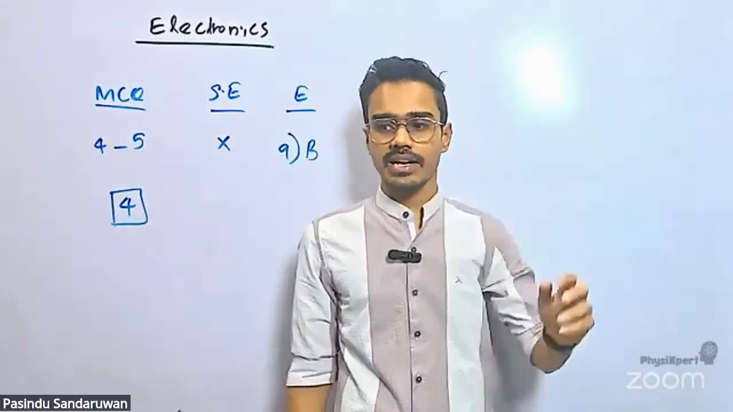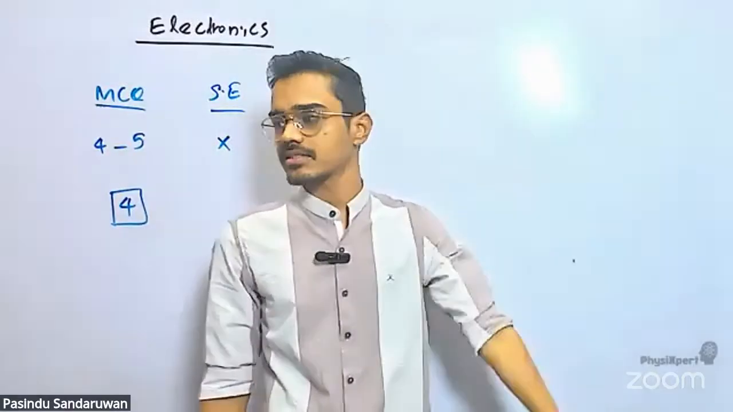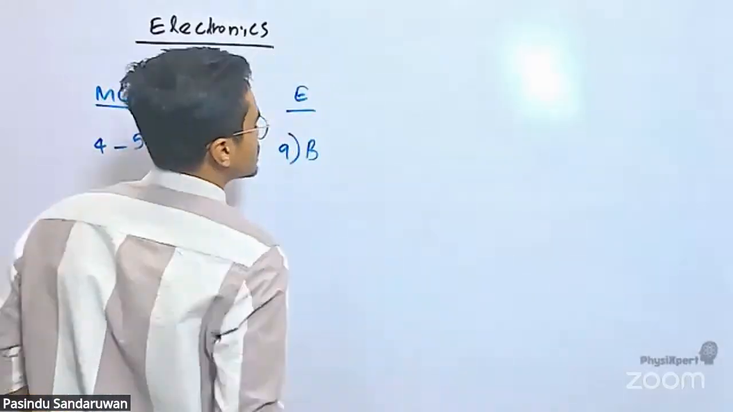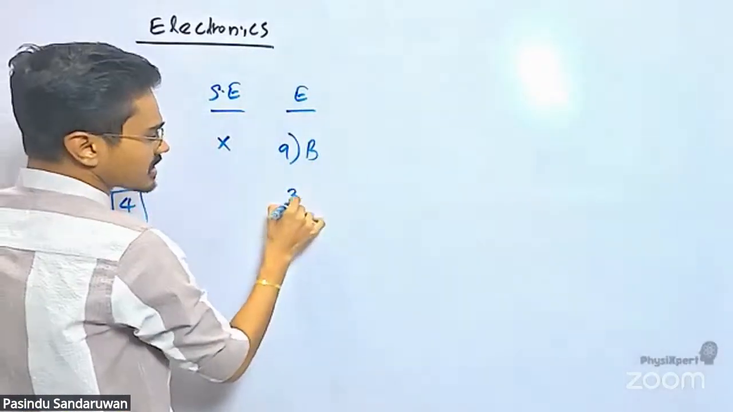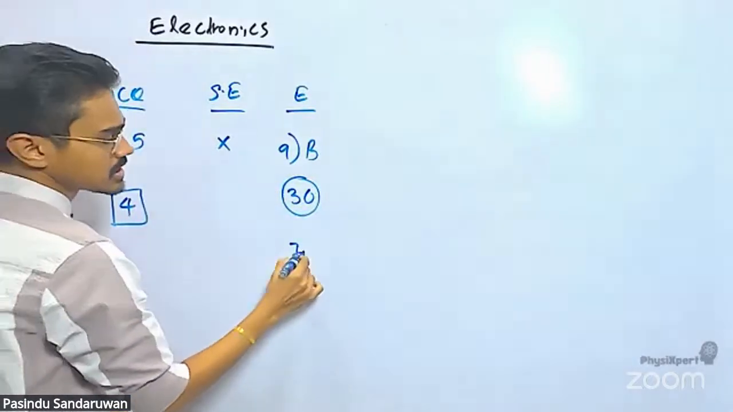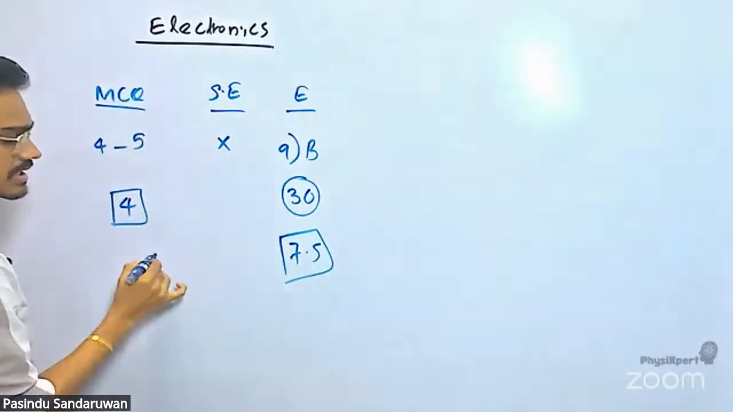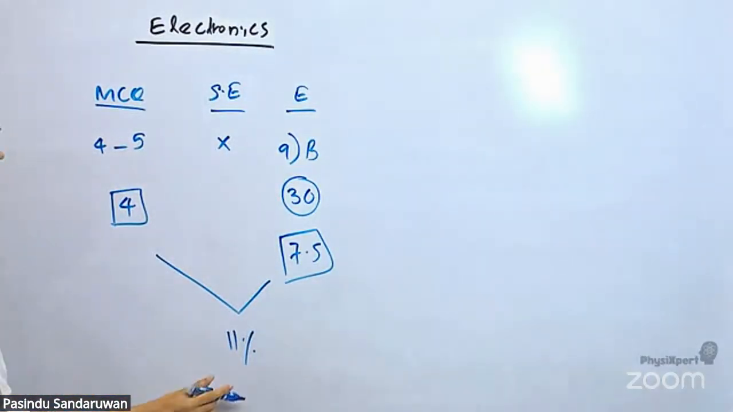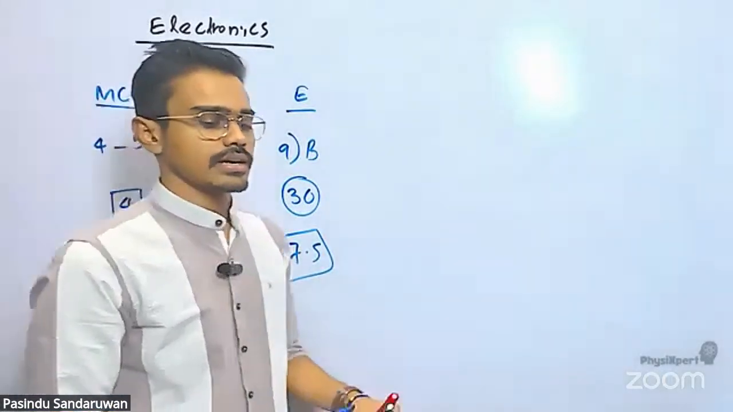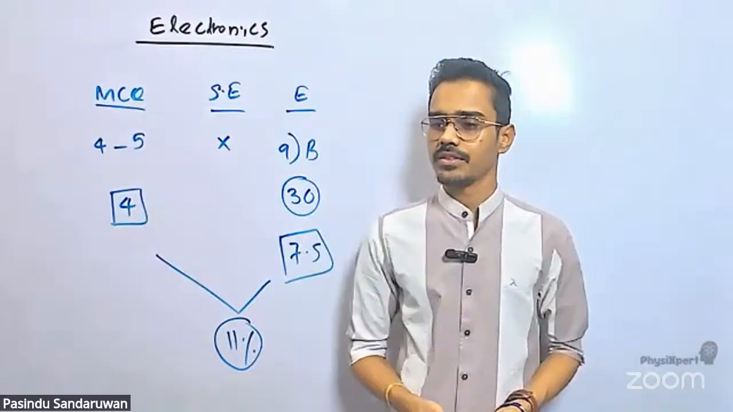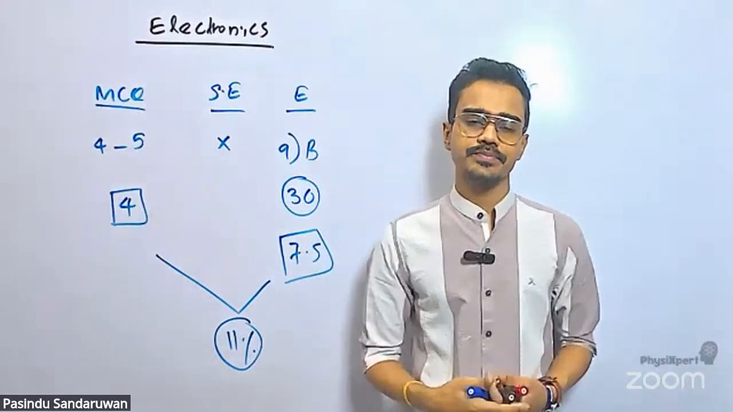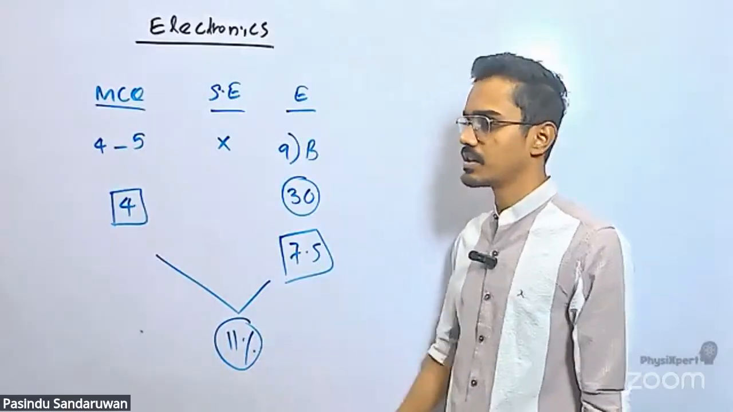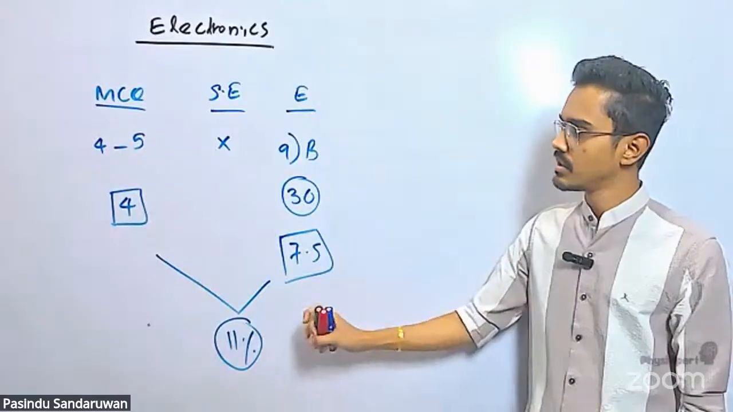If you do electronics, you can't do electricity, right? There are AB questions. 9B, 9A is electricity, 9B is electronics. Then for this question, there are definitely 30 marks, which means 7.5. So basically, this is around 11%. This is an 11% lesson. Usually we call this a 10% lesson, but the actual allocation here is around 11 to 12%.